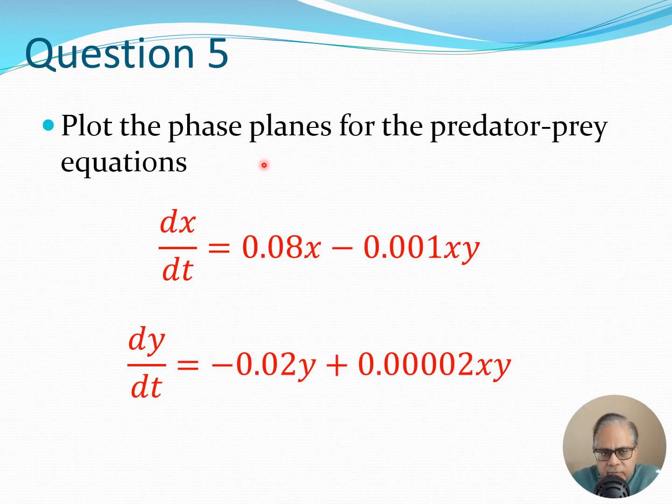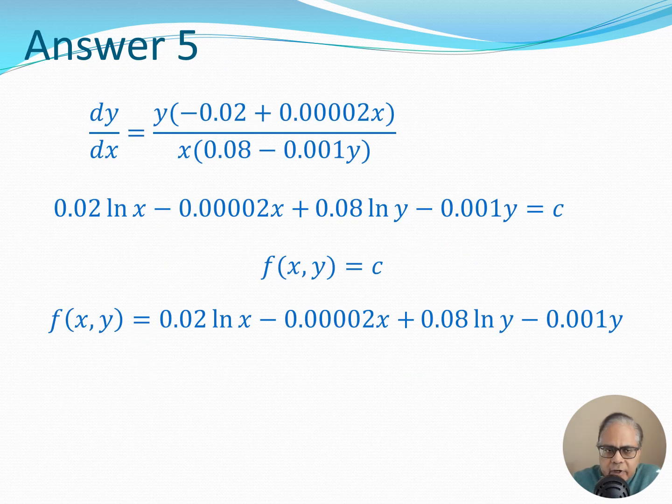Now let's come to the fifth question, which is to plot the phase planes for the predator-prey equation. Now these were the two equations here, and I'm going to explain to you what exactly the phase planes are for this problem. So what happened is that we got the equation for dy by dx, and then we found the solution in this form. Now in this form, the solution can also be expressed as a function f of x, y equals c.